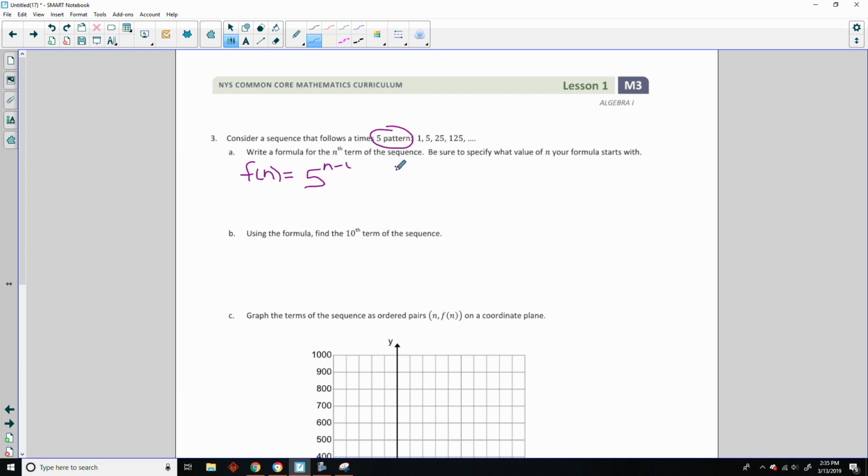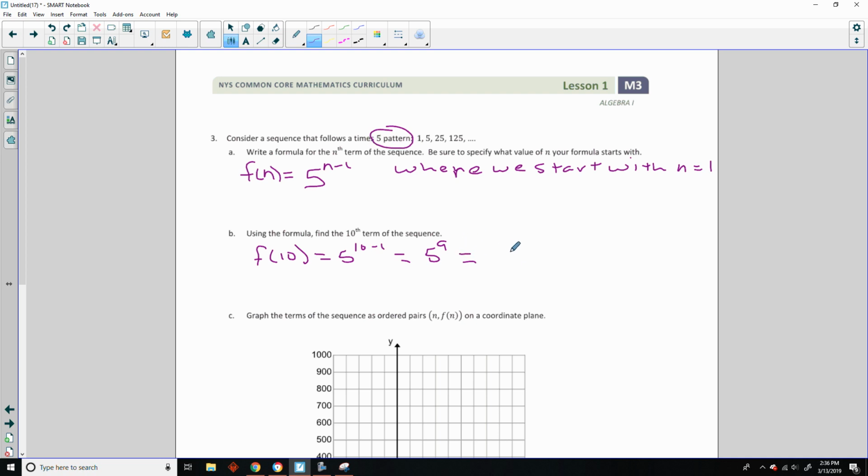So our first term, where we start with n equals 1. If I put a 1 in there, 1 minus 1 is 0, 5 to the 0 is 1. Put a 2 here, 2 minus 1 is 1, 5 to the 1 is 5, and so on. B says, using the formula, find the 10th term. So that'd be f of 10. F of 10 equals 5 to the 10 minus 1, which equals 5 to the 9th power. Hey Siri, what's 5 to the power of 9?